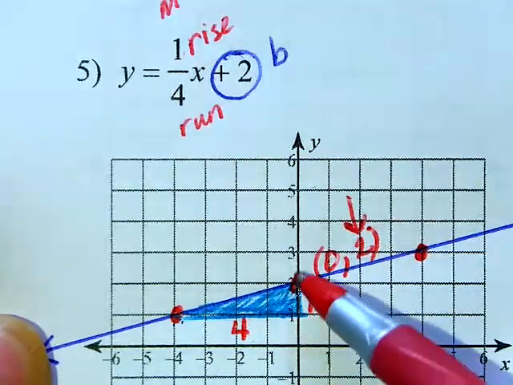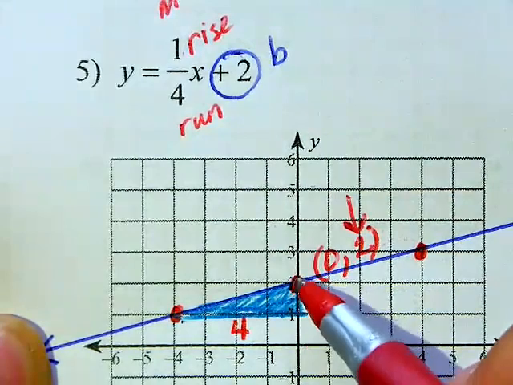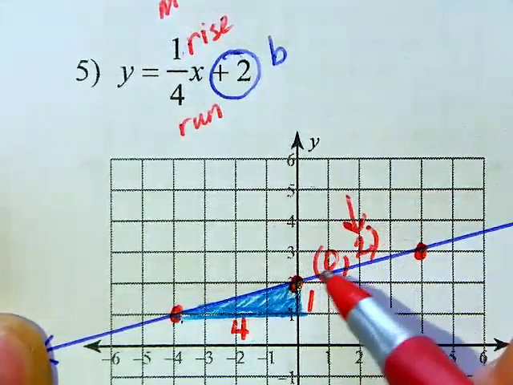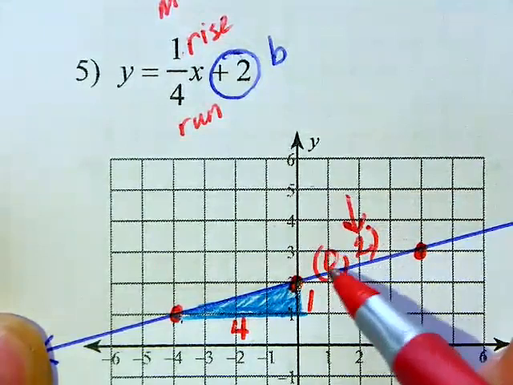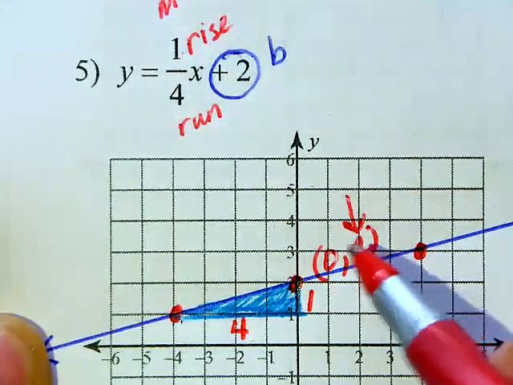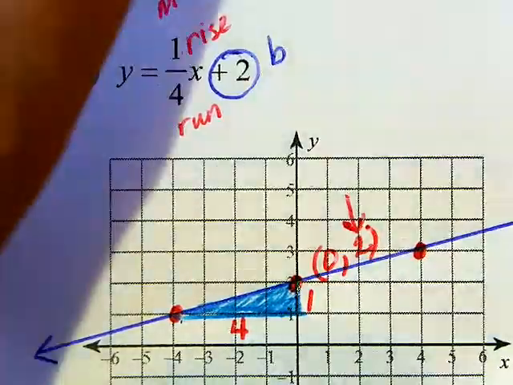And then the 2 is the location (0, 2); 2 is the y value. The x value will always be 0 for the y-intercept, but we're interested in what the y value is. It's a positive 2. That's where that shows up. Let's take a look at one of our other previous examples.